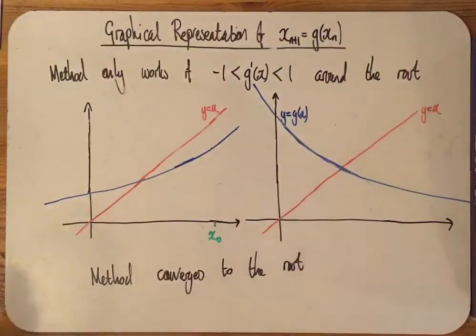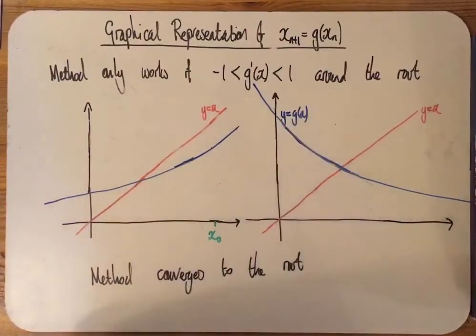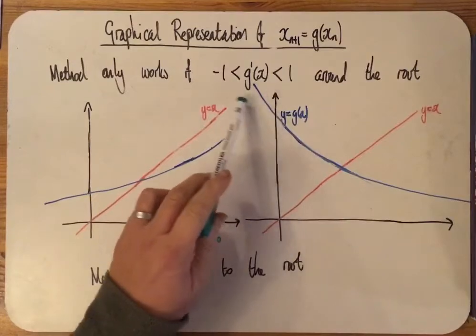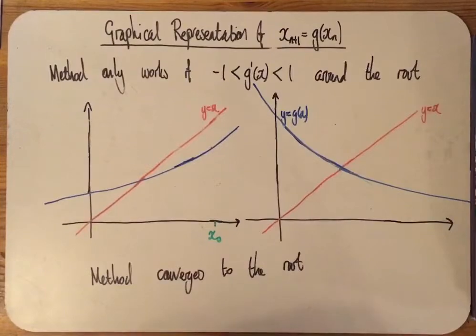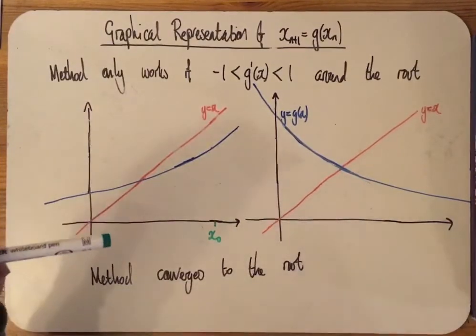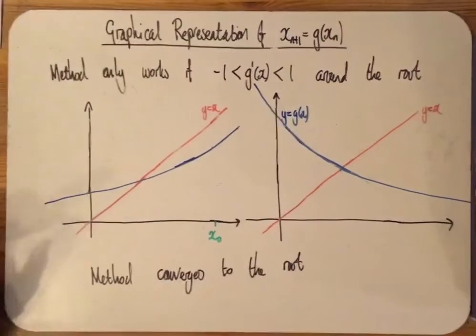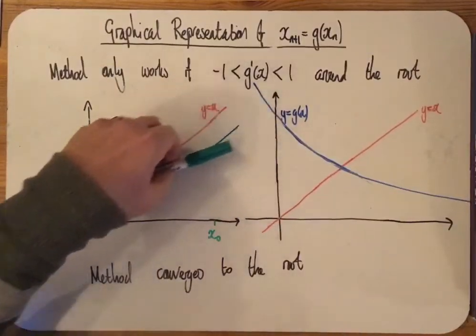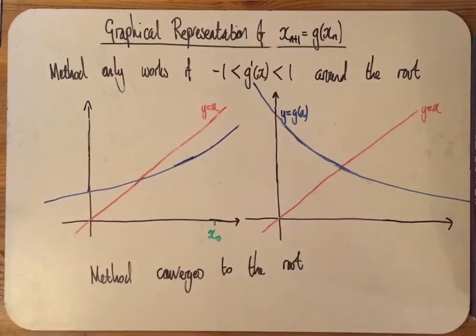Okay, this is a graphical representation of the fixed point iteration method. So x_{n+1} equals g(x_n). The method only works if the gradient of g(x) is between -1 and 1 around the root. And if you remember, rather than finding the root of f(x), we're finding the point of intersection of y equals x and y equals g(x). So the gradient of g(x) needs to be shallower than the gradient of y equals x around the root, because y equals x has gradient 1.